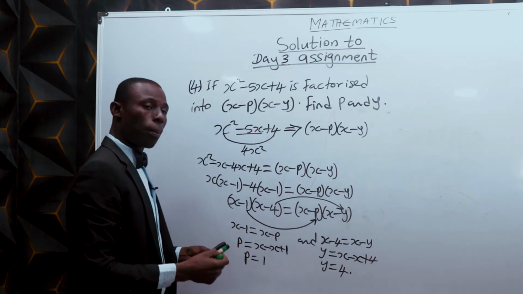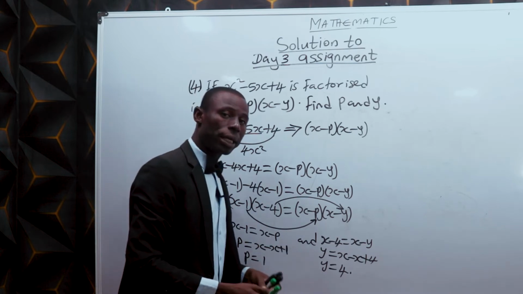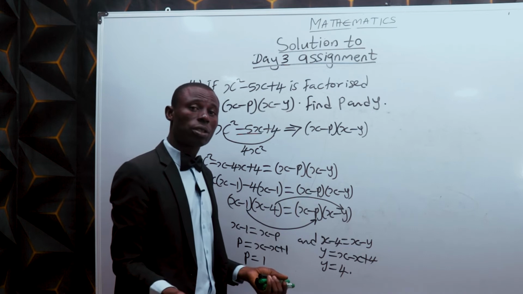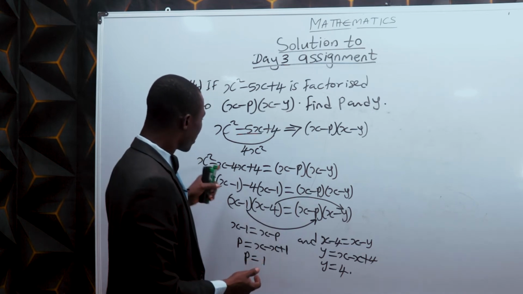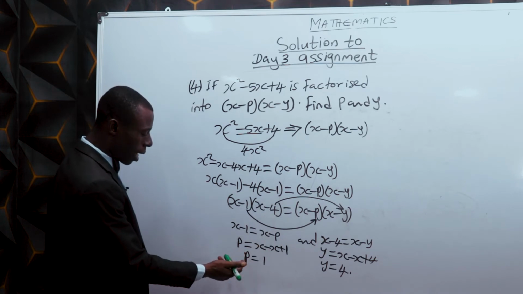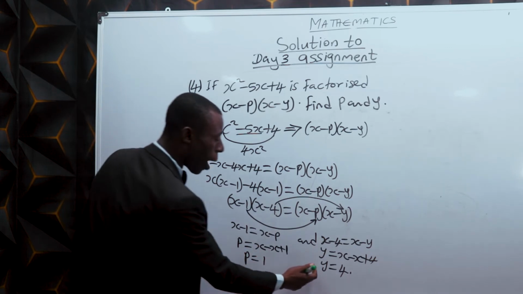So p equals 1, y equals 4. And that is just the solution. That is the answer to the question. Now, you can see p equals 1 here, y equals 4.